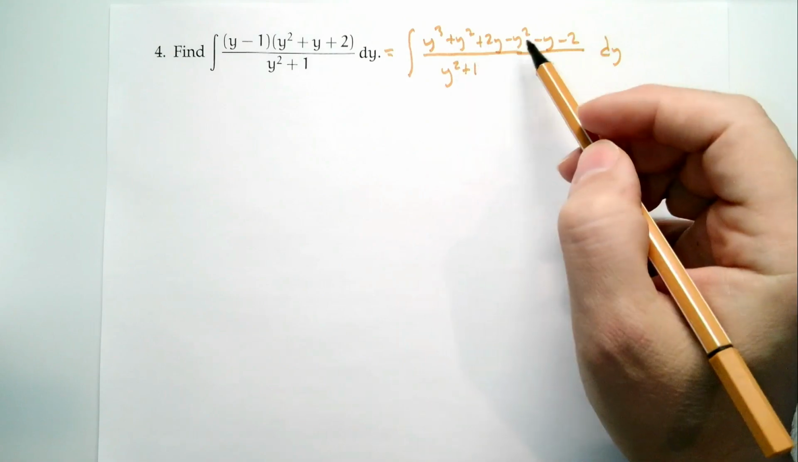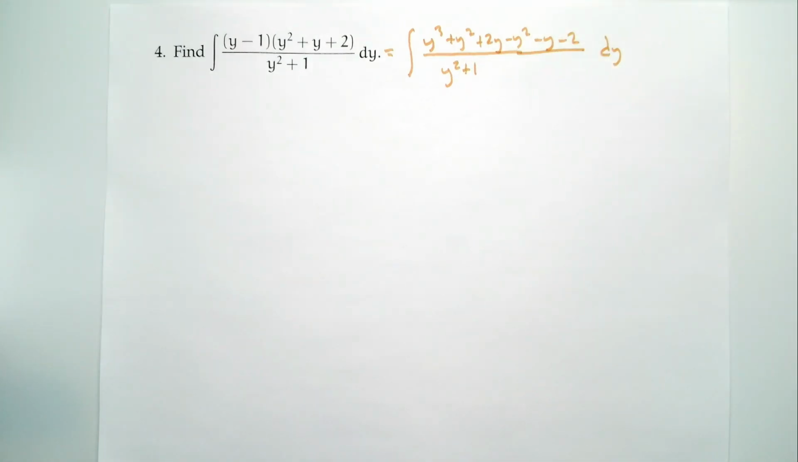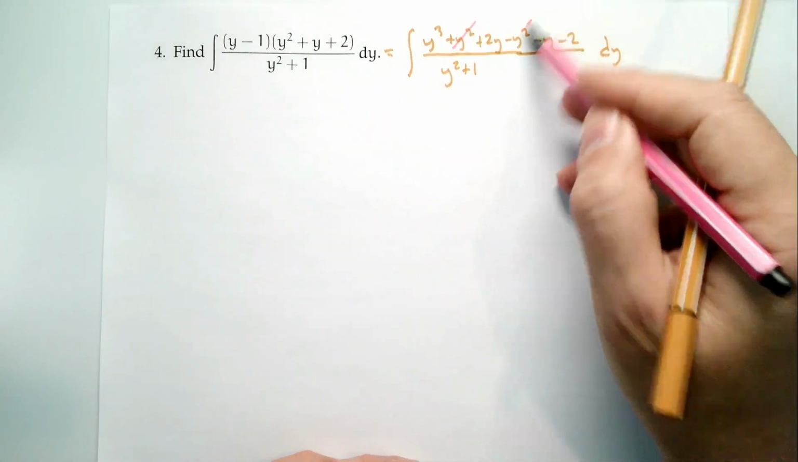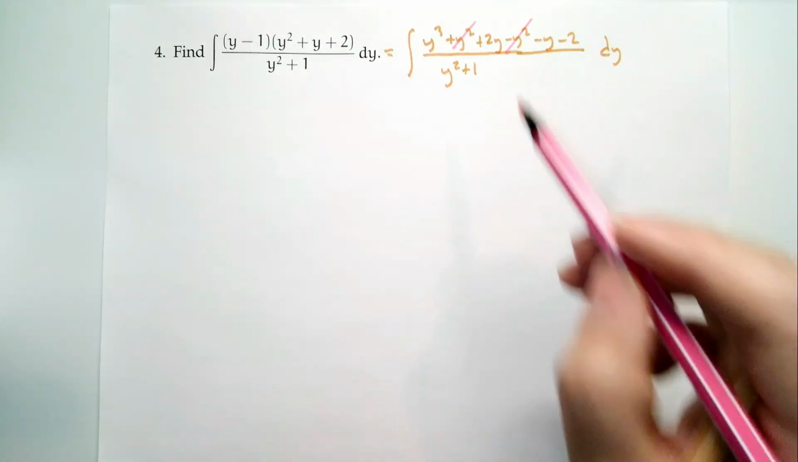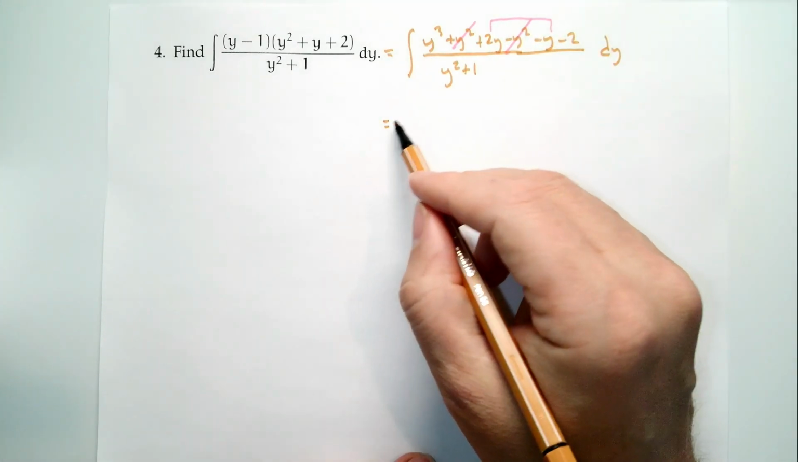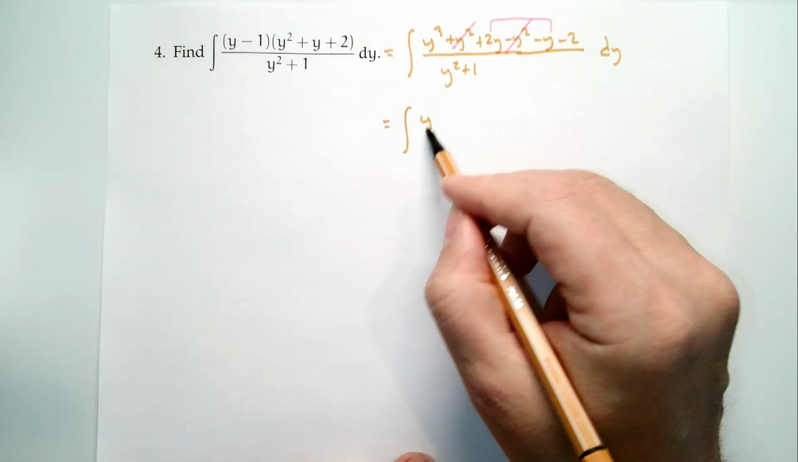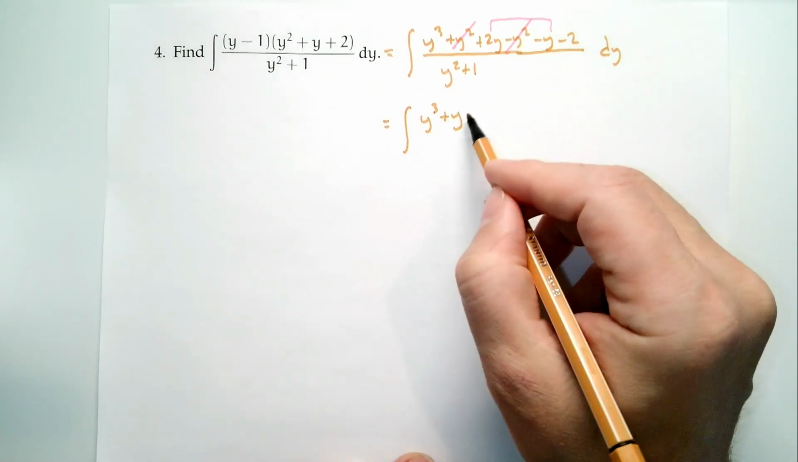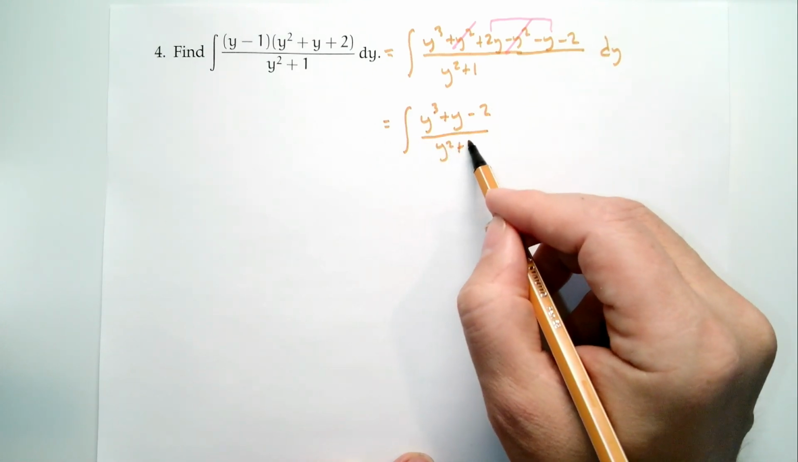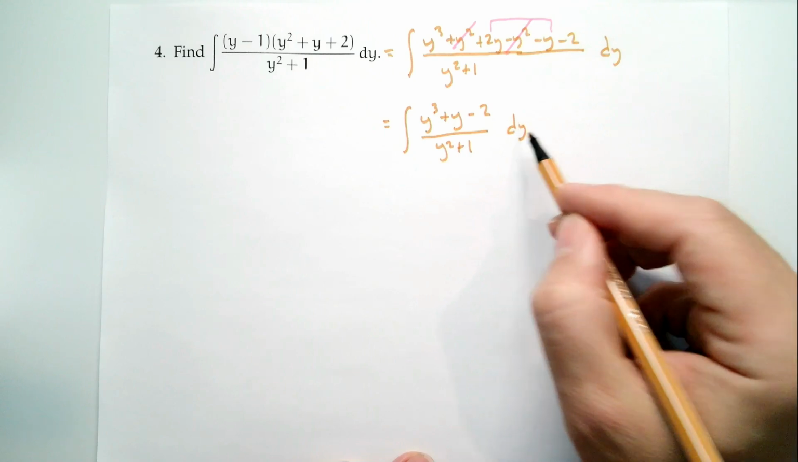Now, we can do a little bit. See, I have a y squared there and a y squared there. That means that those two y squareds can cancel. That's nice. Good. You can also combine those together. So what do we have now? We get the integral of y cubed plus y minus 2 divided by y squared plus 1 dy.